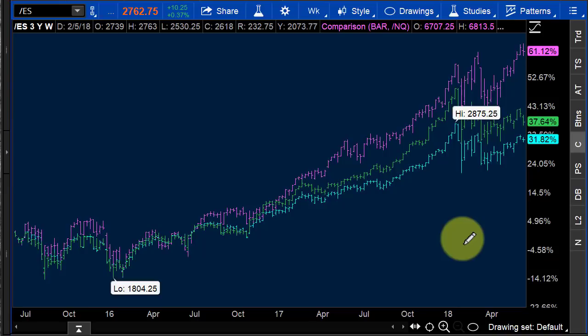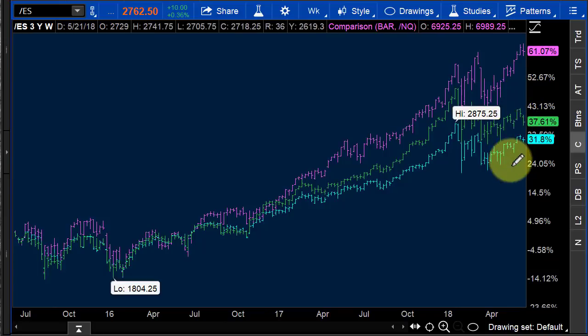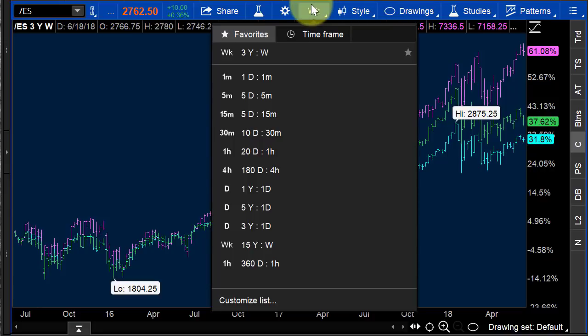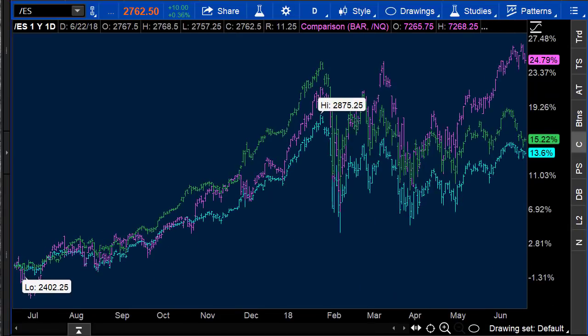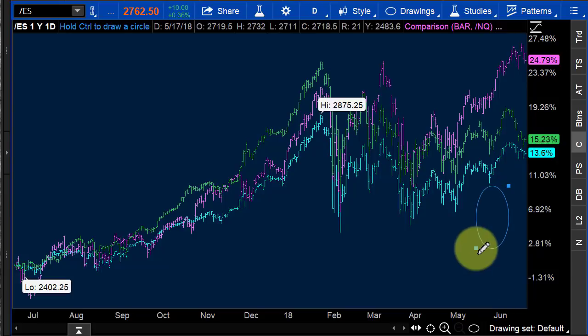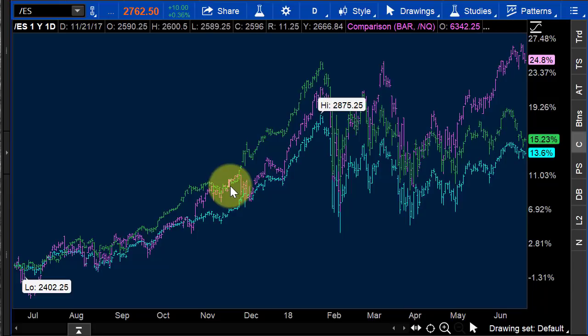So the pink is going to be the NASDAQ. The NASDAQ is strong, but the terminology that we use is nothing is ever strong. The NASDAQ is strong relative to the other indices. Then you have the S&Ps, and then you have the Dow. If I go back to a daily and look on a shorter term time frame, the Dow is going to be the green, the S&Ps are going to be the blue. Now if you go back and look at the historical behavior, what you'll notice is Dow gets expensive.